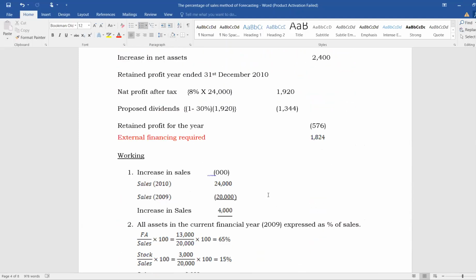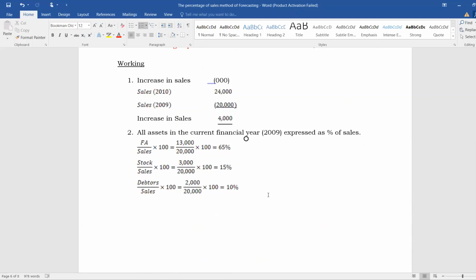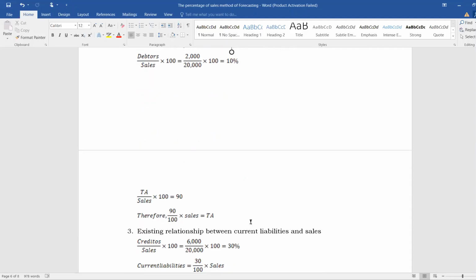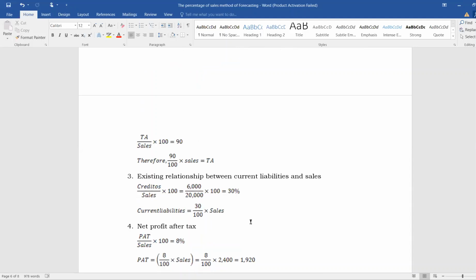Sasa hiyo ni ngapi? Hizo ni workings. Inventory is 3 million divided by 20 million times 100. Hiyo unapata 15. Debtors ni 2 million divided by 20 times 100. Hiyo tunapata 10. Ukiongeza hiyo yote tatu unapata ngapi? 90%. So if I say the total assets over sales times 100 is 90, that's okay, isn't it?